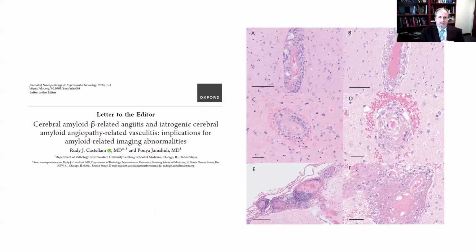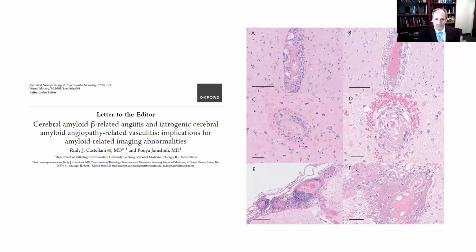We saw a biopsy case by a colleague, Dr. Jamshidi. It was assigned to him actually, but this came, I think, within months after we saw our lecanemab treated case, and it was striking how similar the pathology was of this cerebral beta amyloid related angiitis. Now, this is idiopathic endogenous CAA angiitis with multinucleated granulomatous inflammation, very similar to the case that we saw.